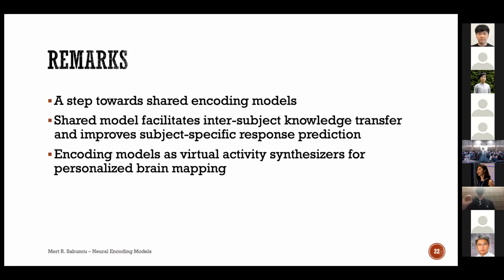Okay, so this to me is a nice step towards developing encoding models that have a shared piece at the population level, but also can account for individual variability. And one very strong utility of this type of approach is that it gives us a way to synthesize fMRI data and conduct these sort of in silico experiments that would be otherwise hard to do.